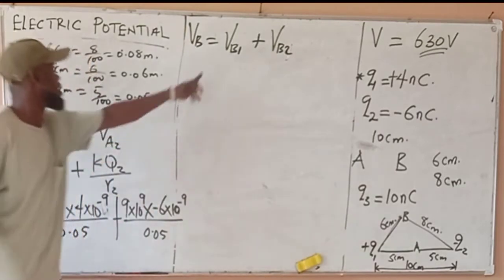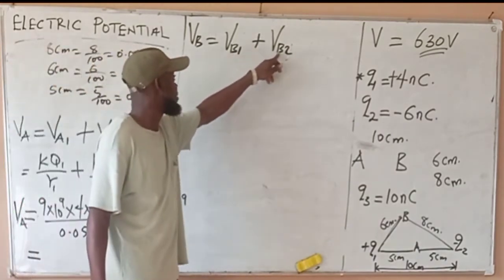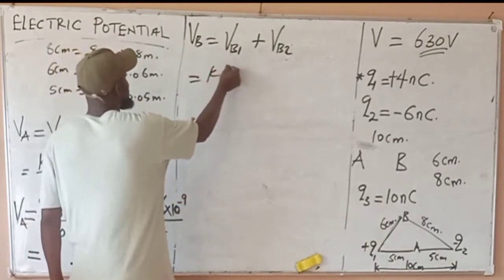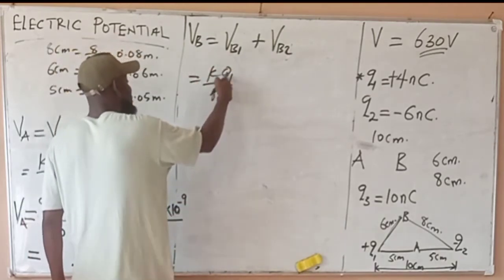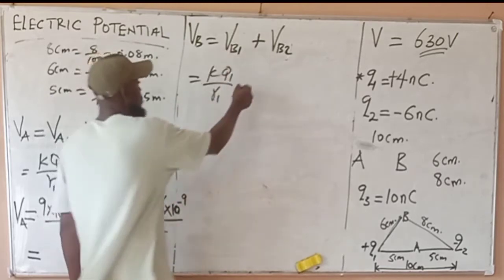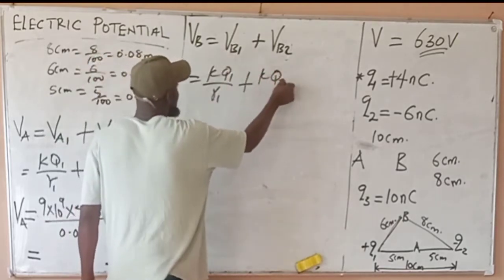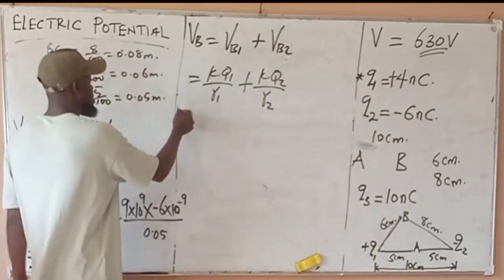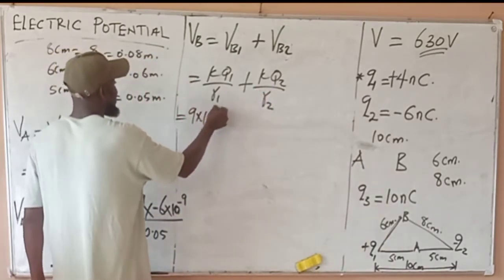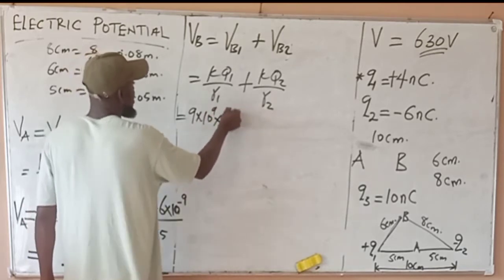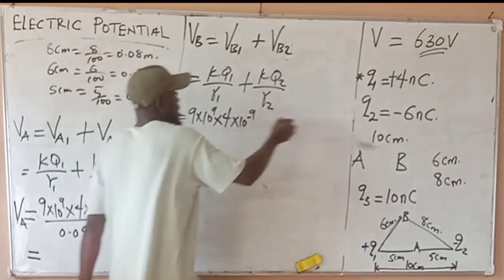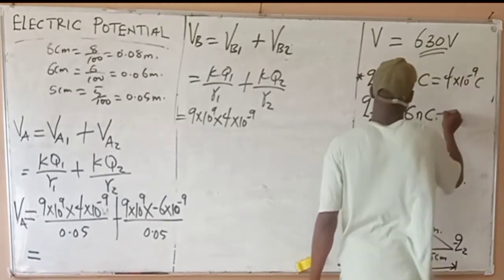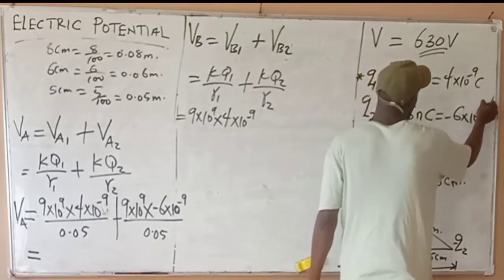It's not hard. Potential at B coming from Q1, potential at B coming from Q2. This one will be kQ1 over R1, which is the distance between Q1 and point B, plus kQ2 over R2, the distance between Q2 and point B. Then we have 9 times 10 to the power 9 times 4 times 10 to the power minus 9 coulomb, minus 6 times 10 to the power minus 9 coulomb.